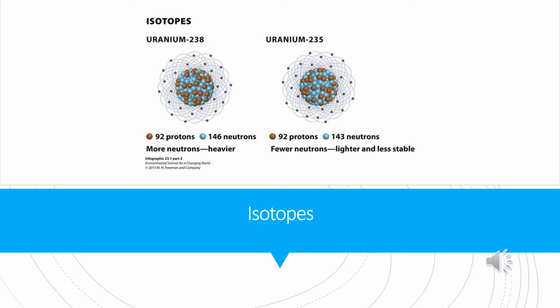An isotope is defined as an element that has two or more different forms. Normally, atoms of an element have the same number of protons and neutrons in the nucleus, but isotopes have the same number of protons with a different number of neutrons. This leads to a different atomic mass.